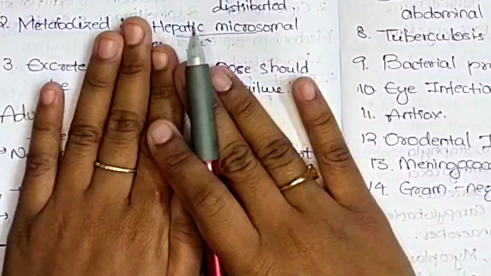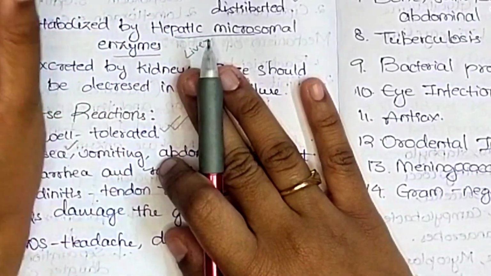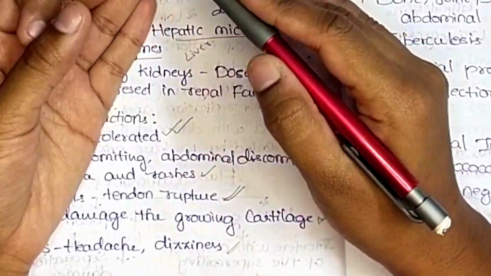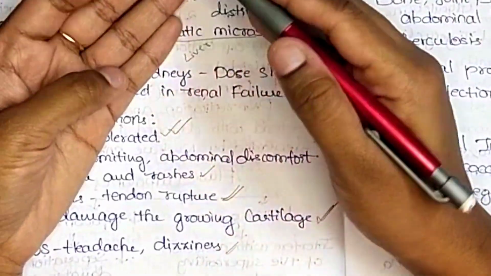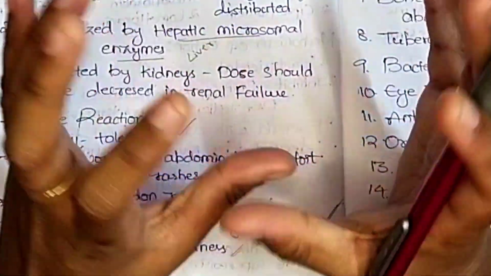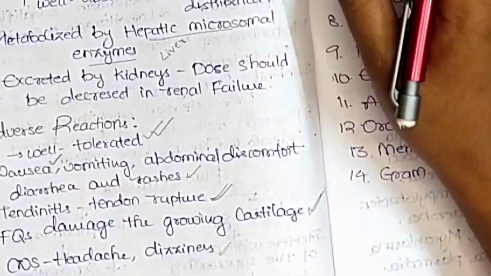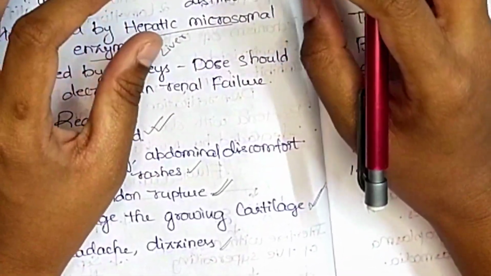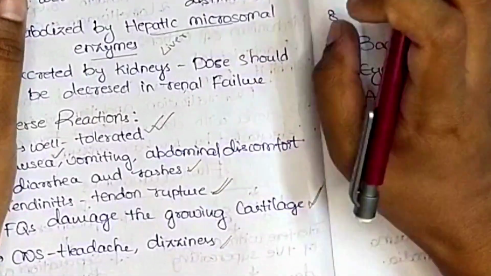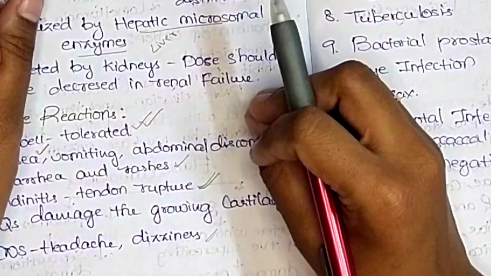So what are all the side effects of fluoroquinolones? First one, fluoroquinolones are well tolerated, but it could cause nausea, vomiting, abdominal discomfort, rashes and diarrhea. It could also cause tendon rupture, which is also known as tendinitis. And fluoroquinolones could also damage the growing cartilage. And regarding the CNS, it also causes headache and dizziness.